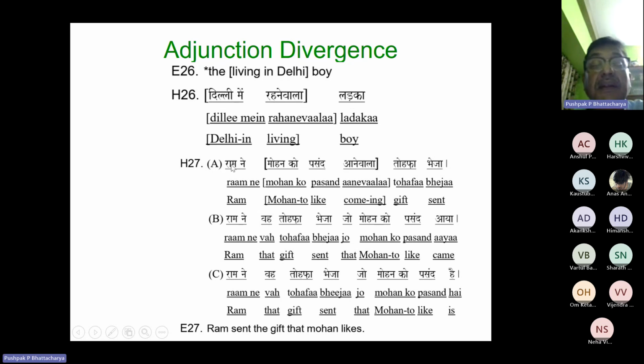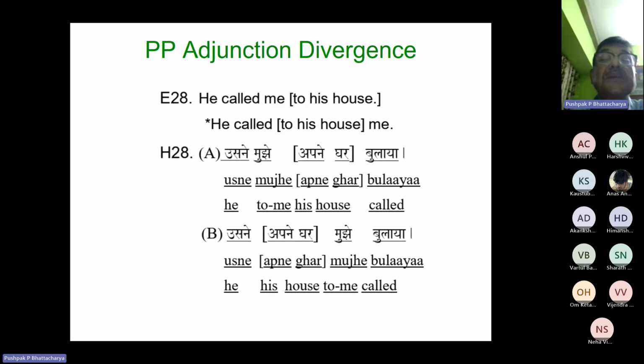Okay. Then the Hindi sentence here, the English sentence is Ram sent the gift that Mohan likes. So Ram sent the gift is the core sentence. That Mohan likes is adjunct, additional information. So राम ने मोहन को पसंद आने वाला तोहफा भेजा. राम ने वो तोहफा भेजा जो मोहन को पसंद आया. राम ने वो तोहफा भेजा जो मोहन को पसंद है. All these variations are possible, but all of them refer to adjunction divergence. How is this additional piece of information dealt with? They are dealt with differently in the two languages.